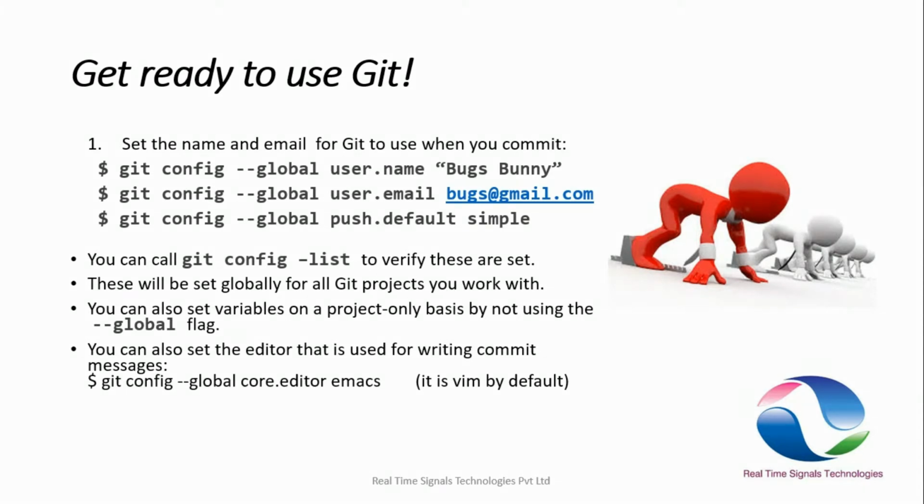You can call git config --list to verify these are set. These will be set globally for all Git projects you work with. You can also set variables on a project-only basis by not using the global flag. You can also set the editor that is used for writing commit messages. git config --global core.editor emacs.